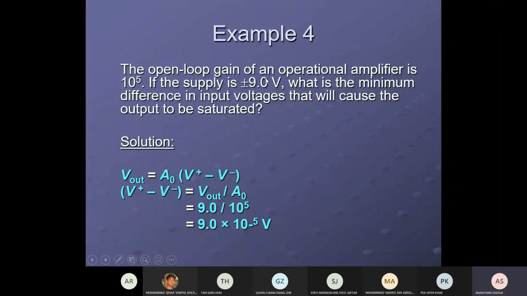One example: the question tells you that to prevent saturation, the difference between V plus and V minus must be 9 times 10 to the power of negative 5. A very small difference will avoid saturation. What do you conclude here? Is it easy or difficult to become saturated? It is very easy for saturation to happen. Normally the difference will be slightly bigger, so saturation is definitely going to happen.